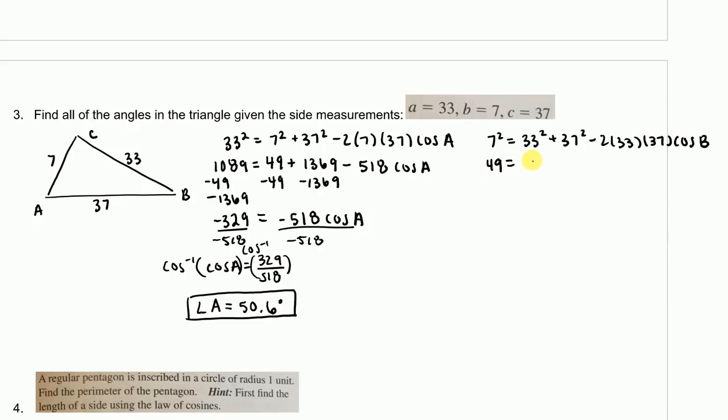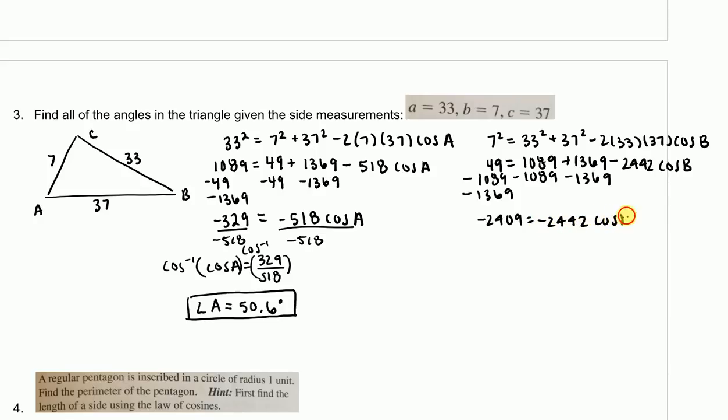So that's 49 equals 1089 plus 1369, and then minus 2442 cosine B. And then just like we did before, you have to actually subtract both of these two values, the 1089 and the 1369. So then that gives you negative 2,409 is equal to the negative 2,442 cosine B. And then when you divide, you see cosine is equal to 2409 over 2442.